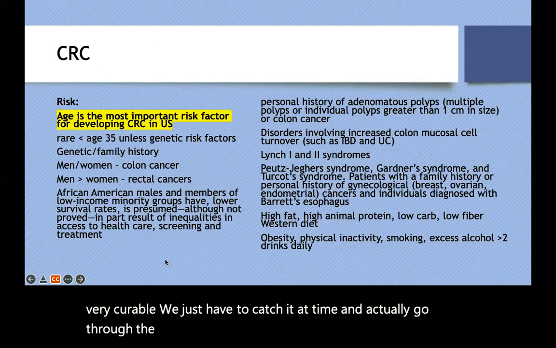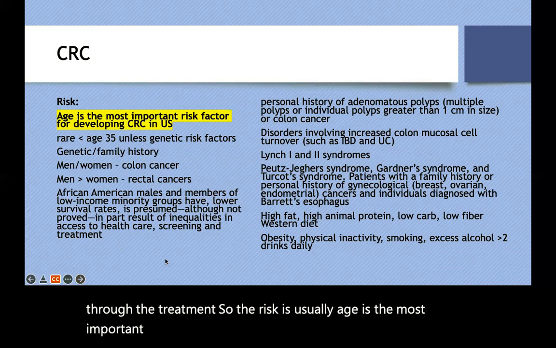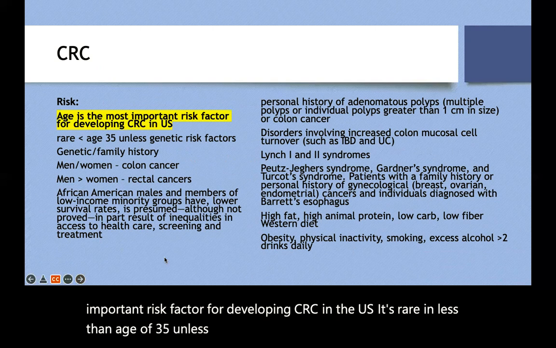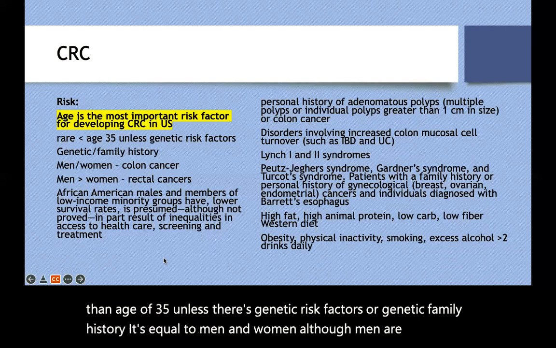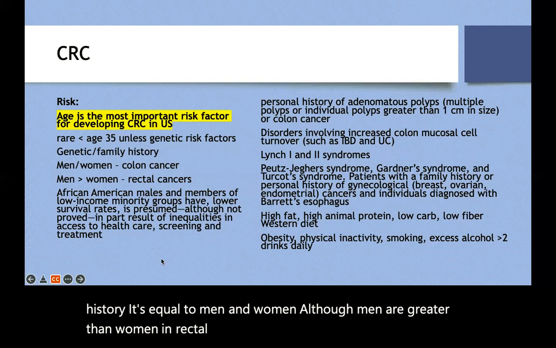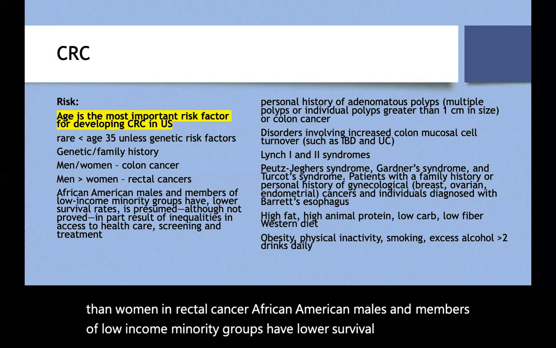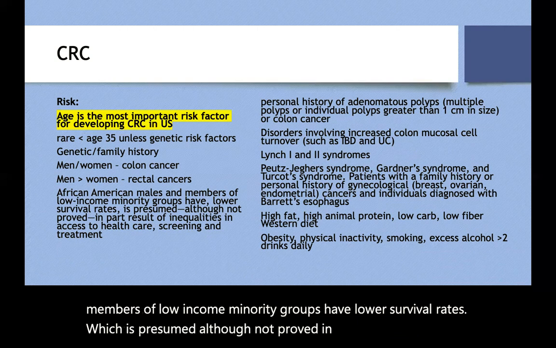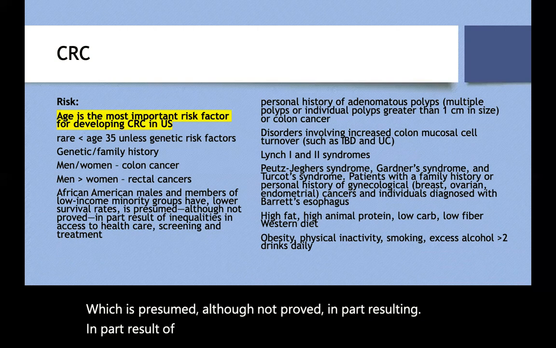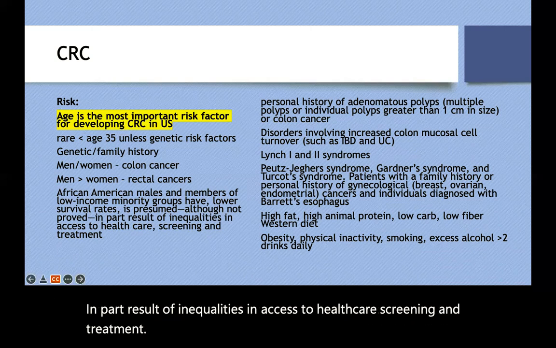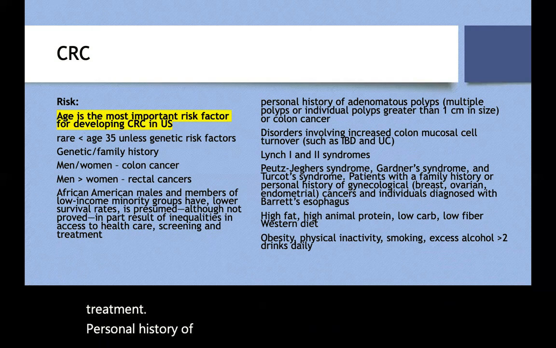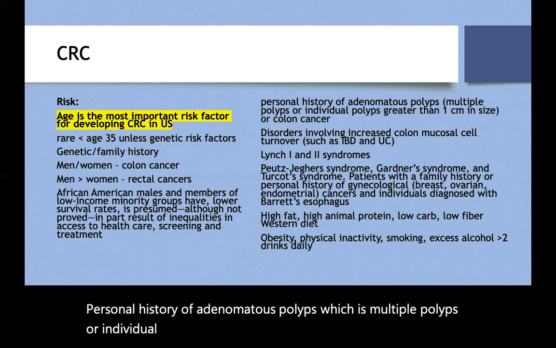So the risk is usually age is the most important risk factor for developing CRC in the US. It's rare in less than age of 35 unless there's genetic risk factors or a genetic family history. It's equal in men and women, although men are greater than women in rectal cancer. African-American males and members of low-income minority groups have lower survival rates, which is presumed, although not proved, in part a result of inequalities in access to healthcare screening and treatment. Personal history of adenomatous polyps, which is multiple polyps or individual polyps greater than 1 centimeter in size, or colon cancer also put you at higher risk.